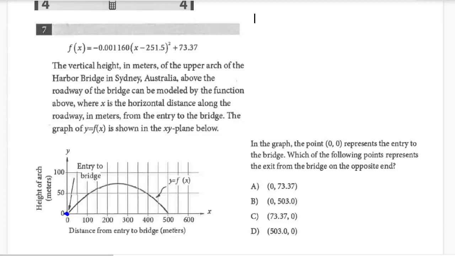And which of the following represents the exit? Well, if this is the entry, the exit is on the complete opposite side. So that ordered pair right there is x is 500, y is 0. So I guess we'll have to go with D. Now be careful. If you put B, you just accidentally mixed up your numbers, which would be a point way up in here somewhere.